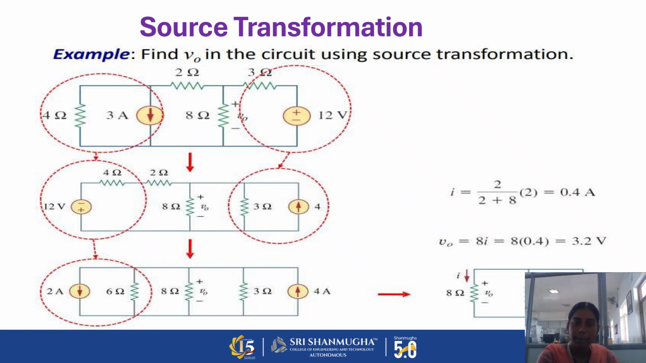Now another example. In this example, we have a current source with a parallel resistance, and a voltage source with a series resistance. That is converted here as a current source, and this is converted here as a voltage source. Again after that, both are converted into current sources. The current sources are passing in opposite directions, so we do the subtraction.